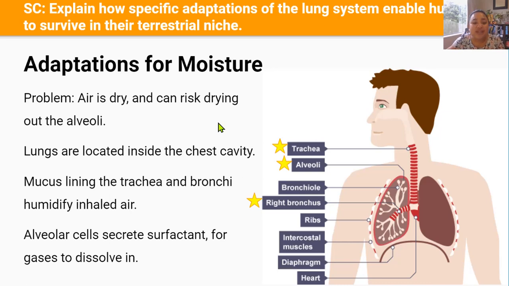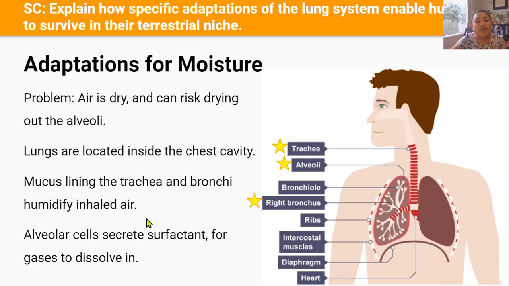The first adaptation is really obvious. The lung system is located internally inside the chest cavity to protect them from physical damage, obviously, but also to protect them from drying out. The second adaptation is that the mucus lining the trachea and the bronchi humidify or moisten the air as it enters the lung system. Mucus, remember that stuff that coats your trachea and your nasal cavity, is high in water. So getting humidified or getting moistened means that the air mixes with water vapor from the mucus.